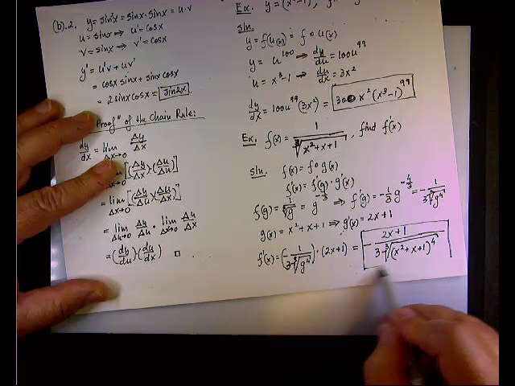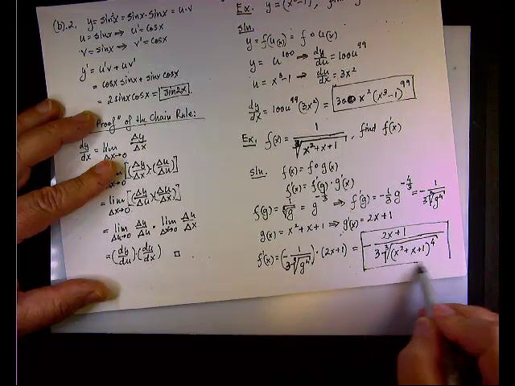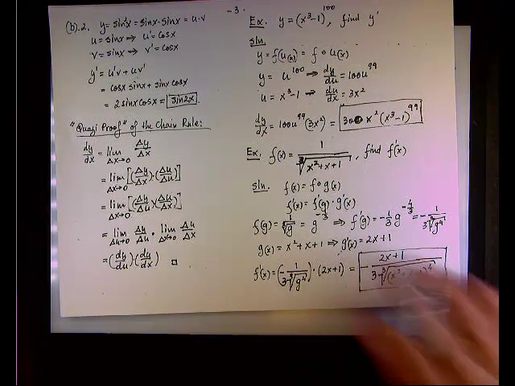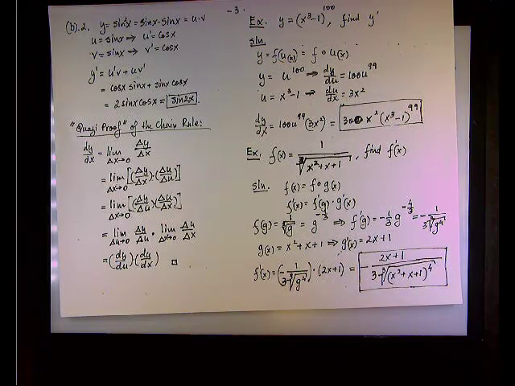Now imagine trying to obtain this result using the limit definition of the derivative. In other words, the limit as h goes to 0 of f of x plus h minus f of x divided by h with this kind of function. So the chain rule is a very powerful rule that allows you to find the derivative of rather complex functions.